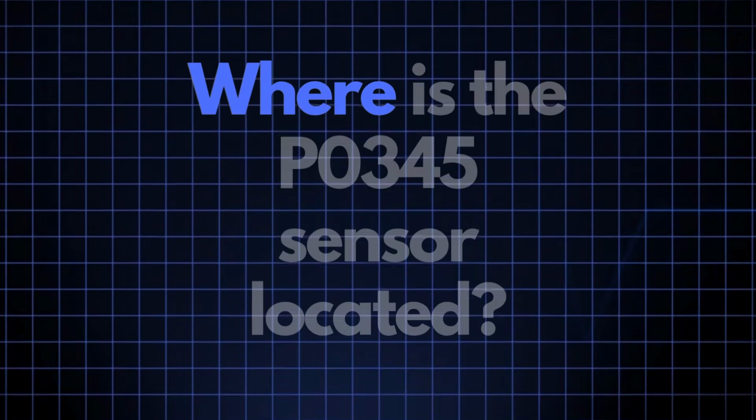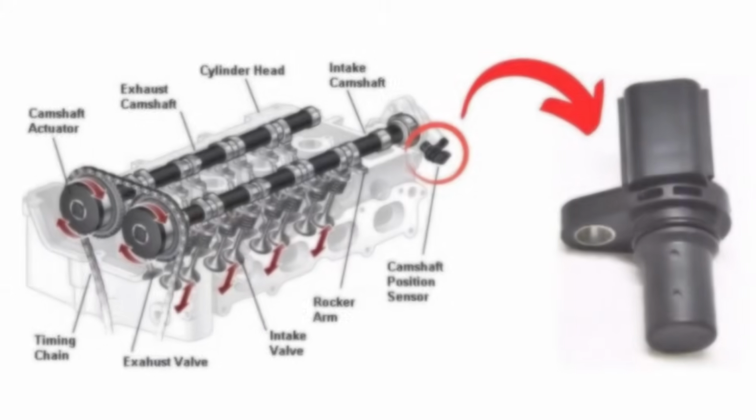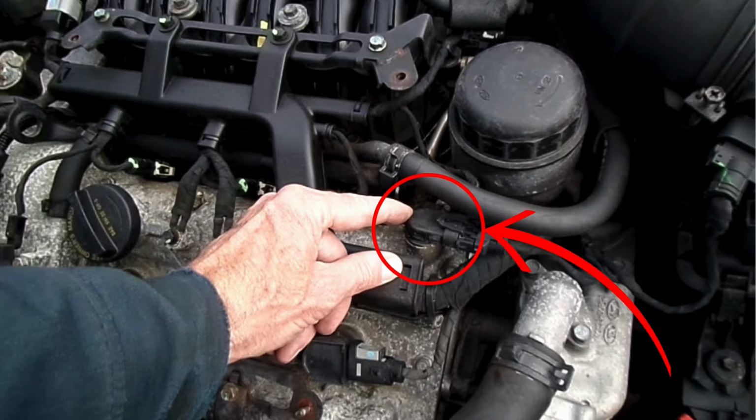Now, where exactly is the P0345 sensor located? The camshaft position sensor, responsible for triggering the P0345 code, is usually positioned close to the camshaft. Its exact location can vary depending on your vehicle's make and model, but you'll typically find it either on the valve cover or directly in the cylinder head.